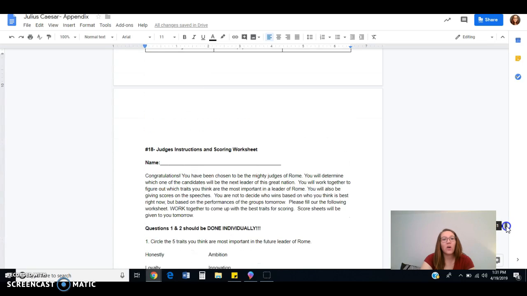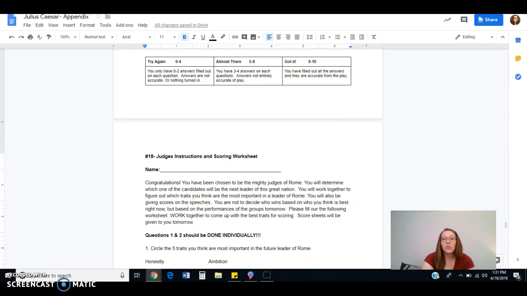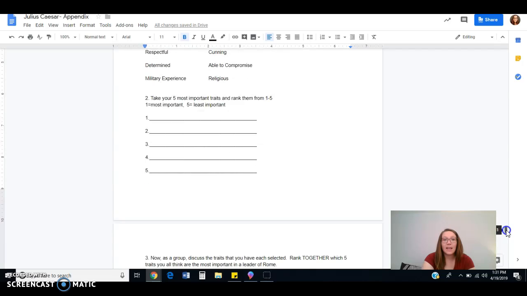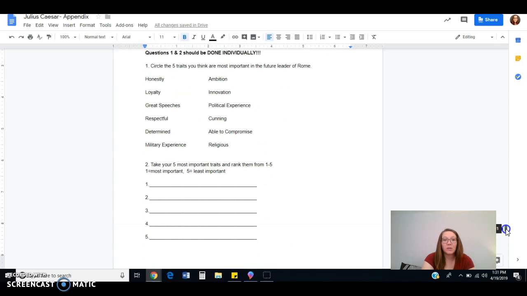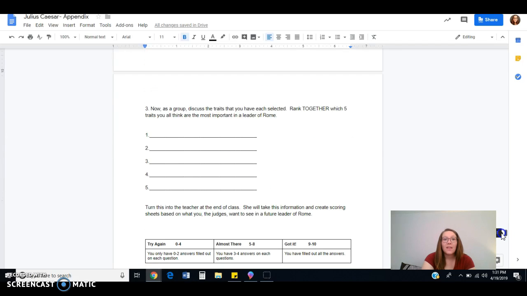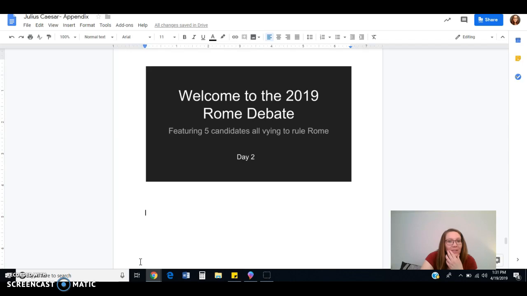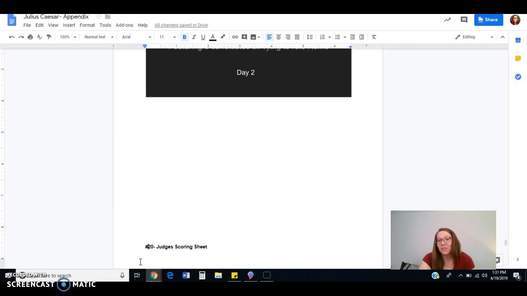And then the judges also have their own sheet that they need to be filling out as well. So they are going to fill out individually first and then they come together. So these are just some traits that they find to be the most important in a leader. And then they rank those traits, and then together they have to rank the traits. So maybe a few of them said one thing and a few another, so that's where the group collaboration happens, and the group collaboration has to happen with the candidates as well. So that's another thing that I think is going to be really fun as well as important for this activity/assessment.